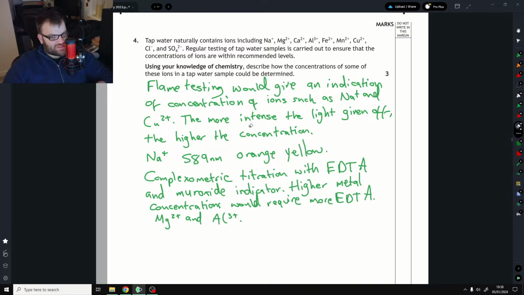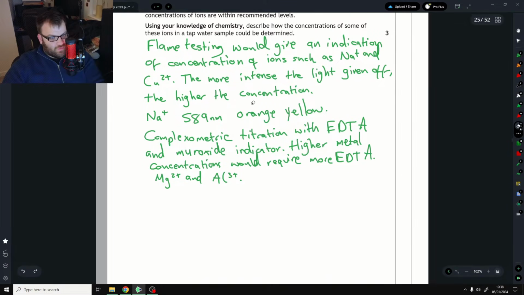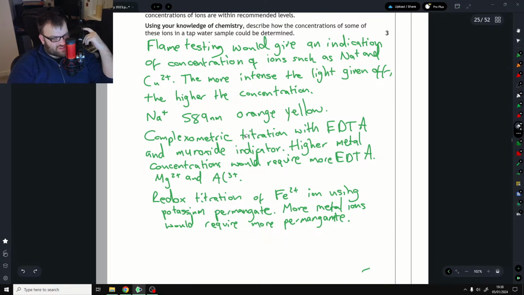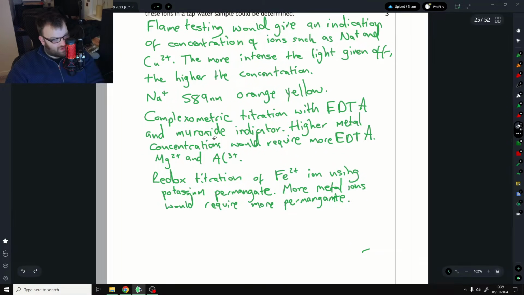Second thing we could do is we could look at complexometric titrations using something like EDTA, ethylene diamine tetraacetic acid. If you had the correct indicator like murexide, you could carry out a titration. If you had a higher concentration of the metal, you'd require more of the EDTA to bind with it. That might work for things like aluminium and the magnesium that's involved. We could look at a redox titration, something like the iron could react with potassium permanganate. Again, if you've got more metal ions, you'd require more permanganate. You could add in redox equations. At this point, I'm not going to do that, but that is an option for you.